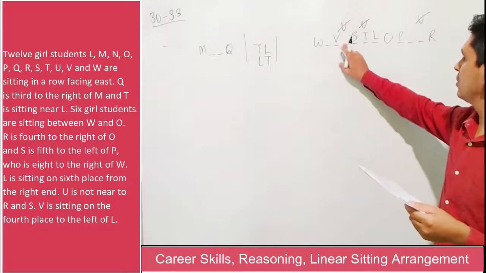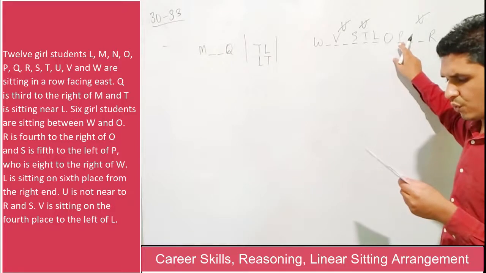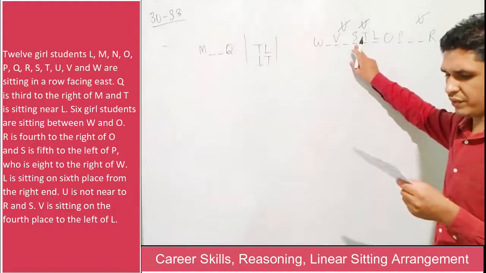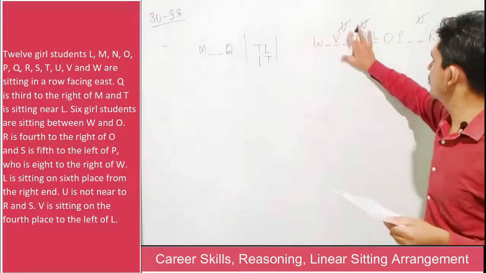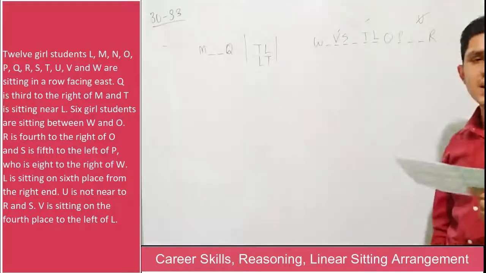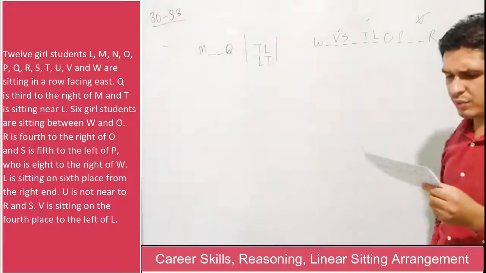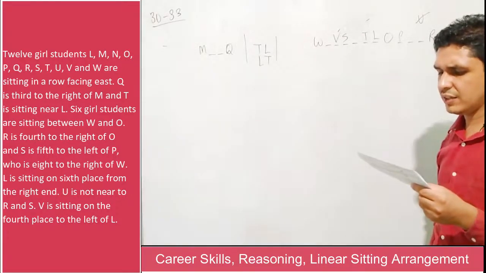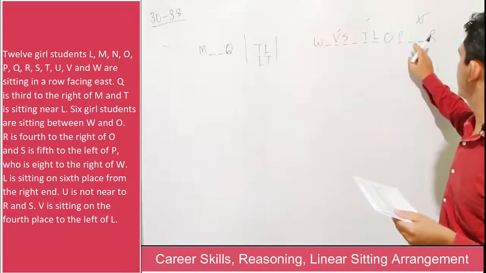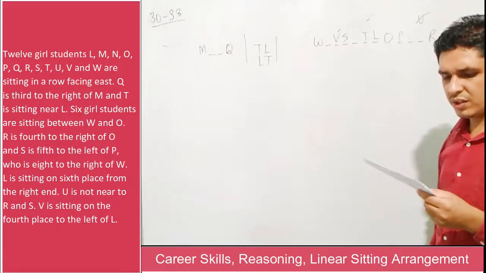So 1, 2, 3, 4, 5, 6, 7, 8. And R is 4 to the right of O. S is 5 to the left of P. So 1, 2, 3, 4, 5. It means S should be here, because he was saying that S is 5 to the left of P. S should be here. Thereafter L is sitting on the sixth place from the right end. Okay, 1, 2, 3, 4, 5, 6. This is also correct.